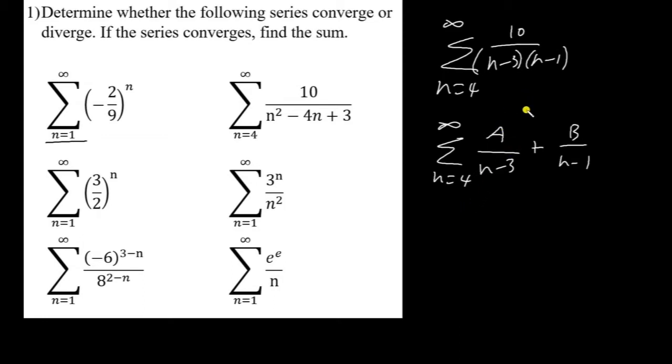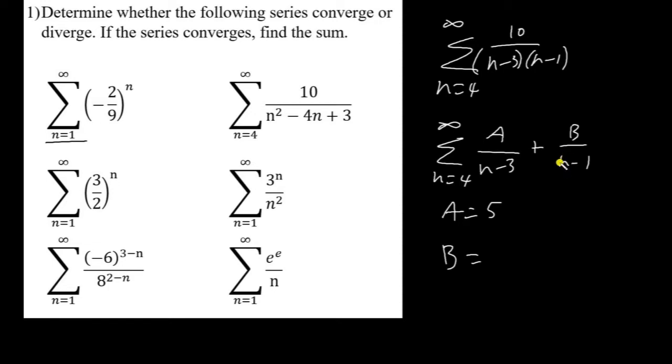Okay, so the way we're going to figure out what a and b are is you'll notice that if you plug in n equals 3 for a, it's going to cause the denominator to be 0. So n equals 3 will make this 0. So we'll go up here, ignore the n minus 3, and plug in 3 into the rest. We'll have 10 over 3 minus 1, which is 10 over 2, which is 5. That value is the value of a. So a equals 5.